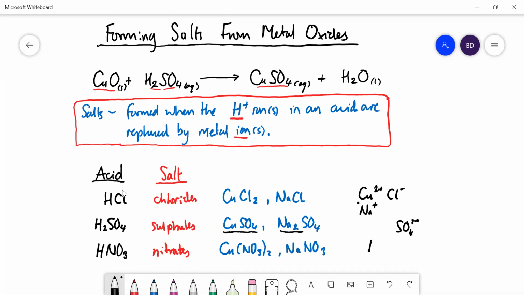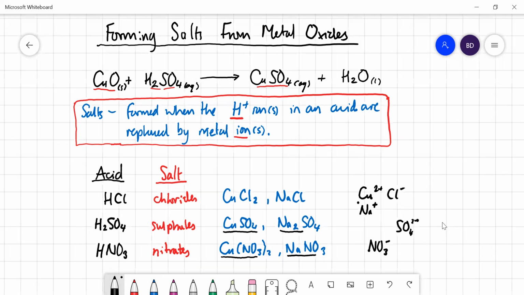The nitrate ion is 1-, so it's going to be similar to the chloride. So you need just 1 nitrate for the sodium, because the sodium is 1+, but you need 2 nitrates for the copper, because the copper is a 2+ ion. Okay, so hopefully you're okay with how to predict those formulae. Right, so I've just used copper and sodium there as examples, but you could use any metal, magnesium, so you get magnesium sulfate, magnesium nitrate, or if you use zinc oxide instead of copper oxide, you're going to get zinc chloride or zinc nitrate, zinc sulfate. Okay, it's the same every time.